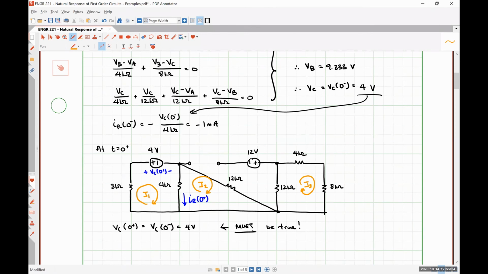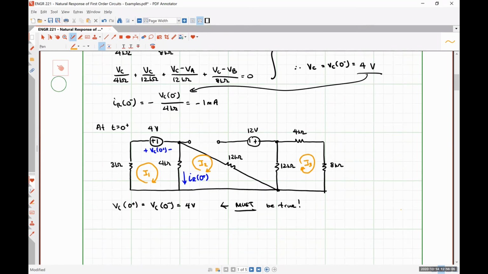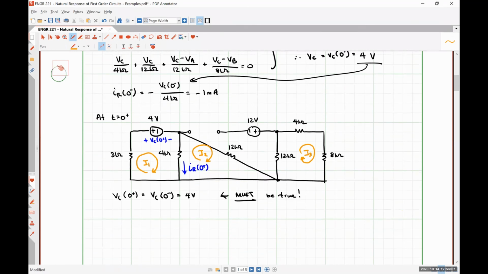What could we say about the current I3 right off the bat, just by looking at it? Is there any voltage source or current source exciting any of those resistors? No, so I3 is going to have to be equal to 0, right? We'd have 12 kilo ohms times I3 plus 4 kilo ohms times I3 plus 8 kilo ohms times I3. So 24,000 I3 is equal to 0 implies that I3 is 0. So we're really only going to need to focus on meshes 1 and 2 here.